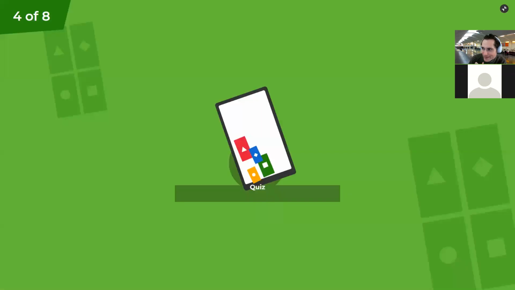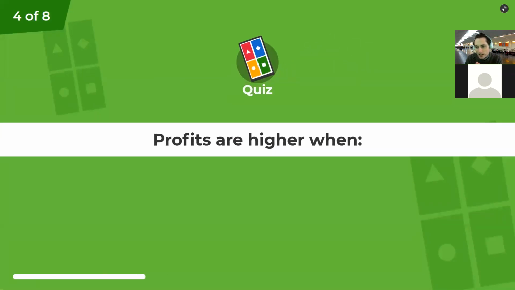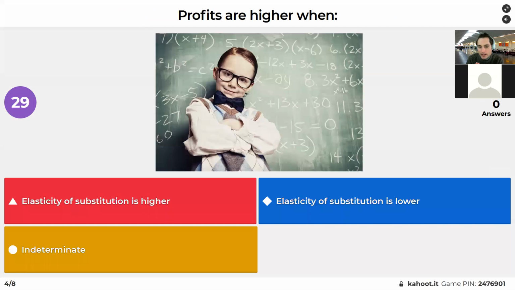All right, profits are higher when elasticity of substitution is higher, elasticity of substitution is lower, or indeterminate in this model.